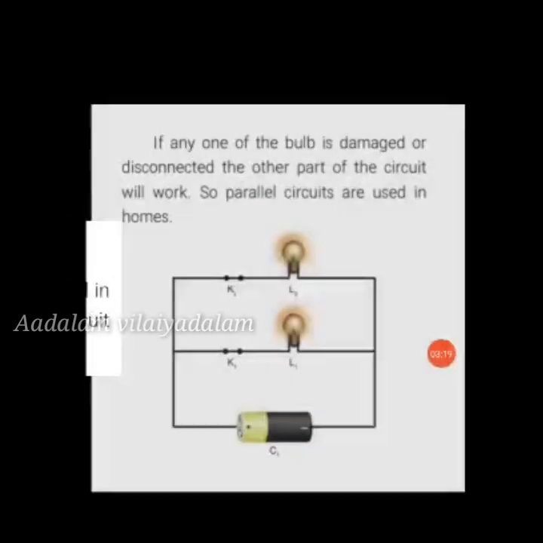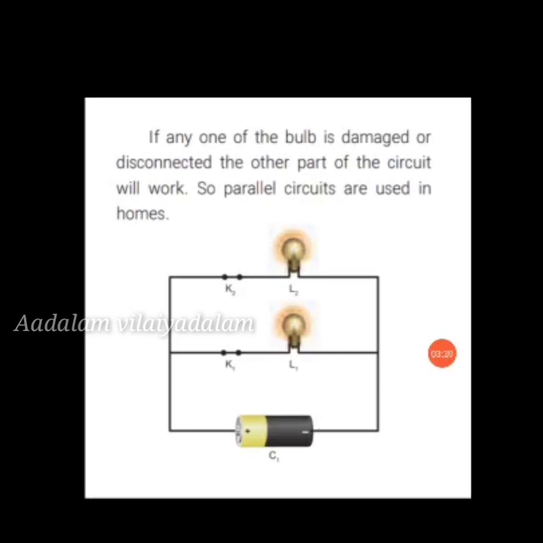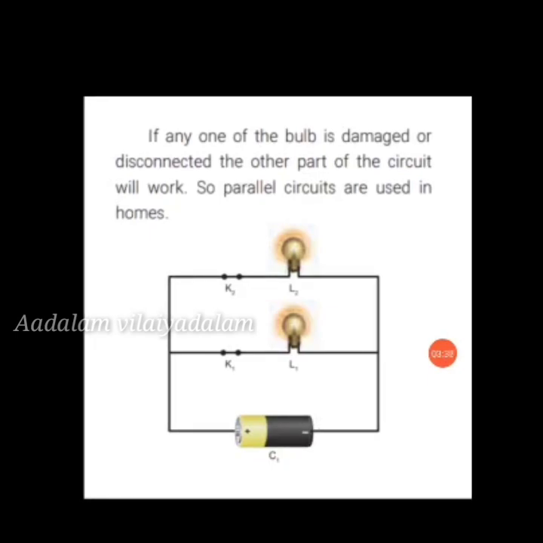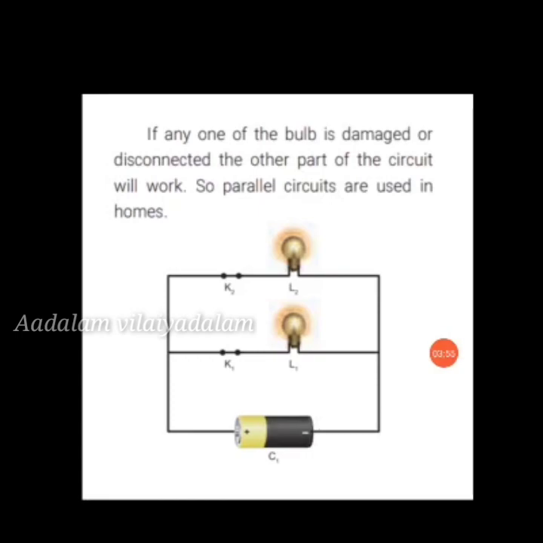Next, third type, parallel circuit. Parallel circuit means two or more bulbs are connected in parallel. If any one of the bulbs is damaged, the other parts of the circuit will work. Okay, in a series circuit, if any one bulb is damaged, the entire circuit will not work. But in a parallel circuit, if one bulb is damaged, the other parts of the circuit will work. So parallel circuits are used in many homes.